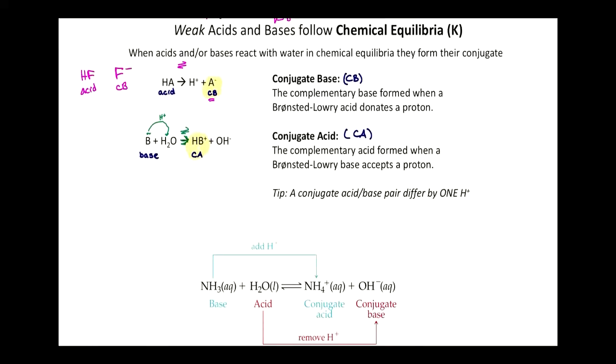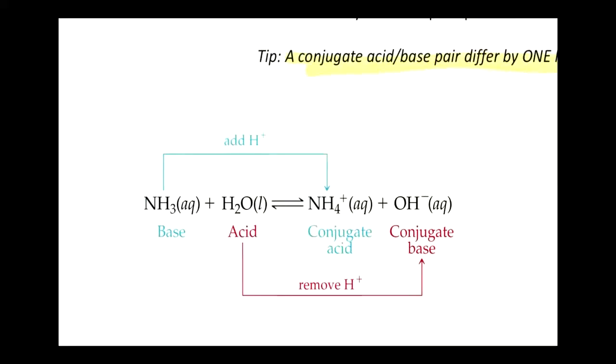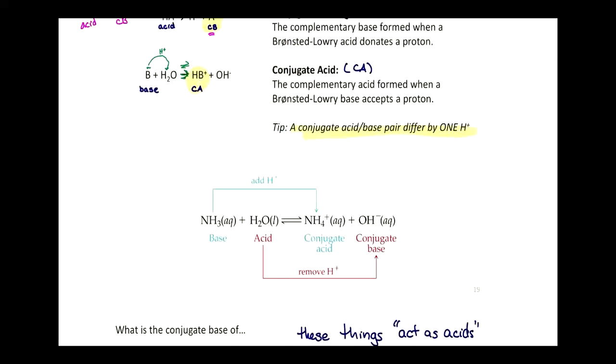Okay, so the tip here is these conjugates always differ by one H plus. So if we look at this reaction, this is ammonia. It's a weak base. When ammonia acts as a base, it makes hydroxide. But the other thing that's in this reaction is NH4+. This is its conjugate acid. So ammonia is a base, and NH4+ ammonium is its conjugate acid. Ammonia acts as a weak base. Ammonium, the cation, actually acts as a weak acid. And we'll talk about that in a moment.